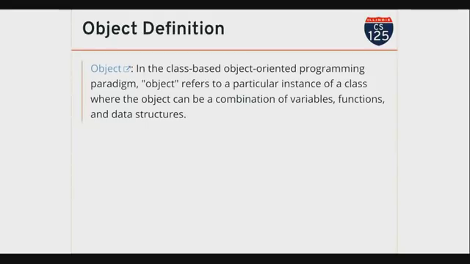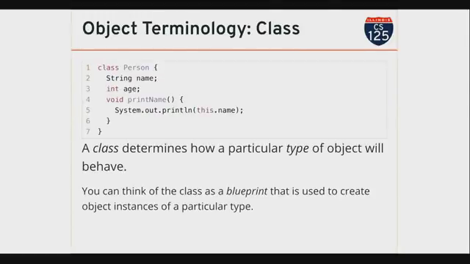So here's the official definition from Wikipedia. It says, in the class-based object-oriented programming paradigm, which we are entering into today, object refers to a particular instance of a class, where the object can be a combination of variables, functions, and data structures. Really, that definition is a little redundant. Variables and data structures are kind of the same thing. An object can store data. It can also provide methods or functions.